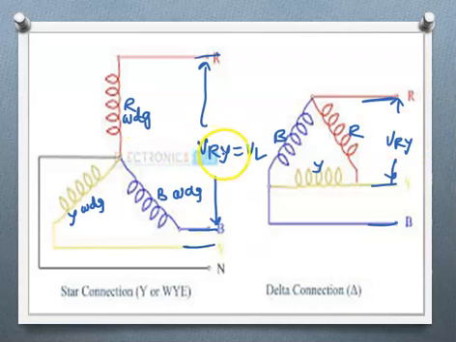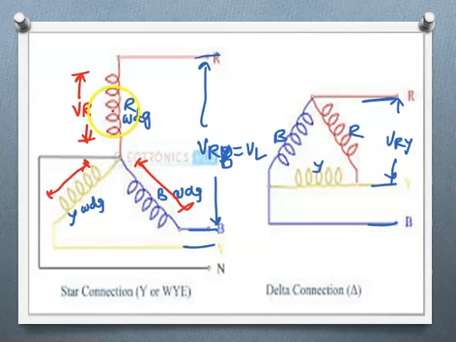This is B, so this will be VRB. This is line voltage. Then where is phase voltage? The phase voltage is the voltage across each winding or each phase. So the voltage across this winding, and the voltage across this winding, and the voltage across this winding is called phase voltage. This is limited to windings only. So this is the R phase winding.